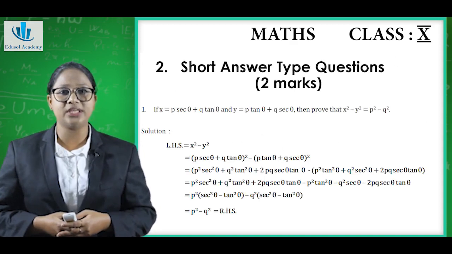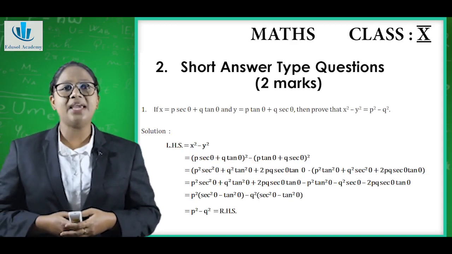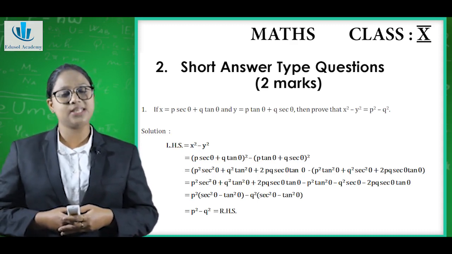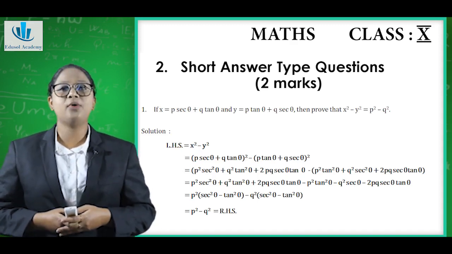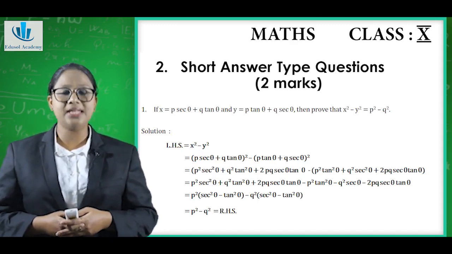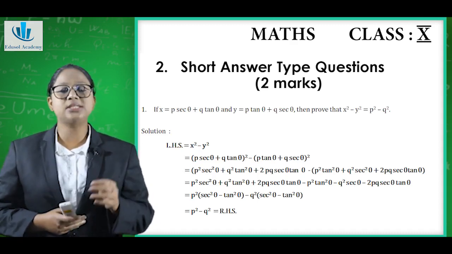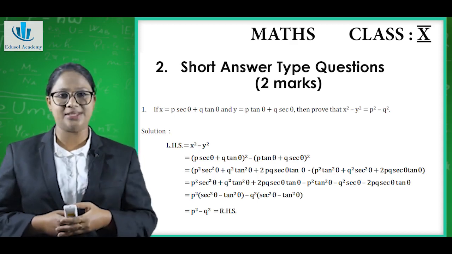Short answer type questions of 2 marks each. If x is equal to P sec A plus Q tan A and y is equal to P tan A plus Q sec A, then prove that x square minus y square is equal to P square minus Q square. Now please note this question. This is a very important and frequently asked question.